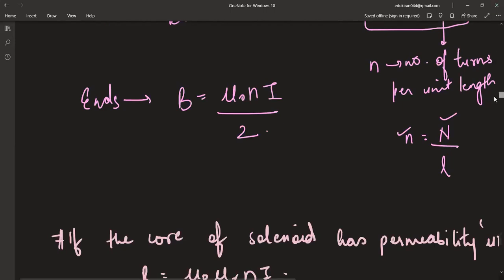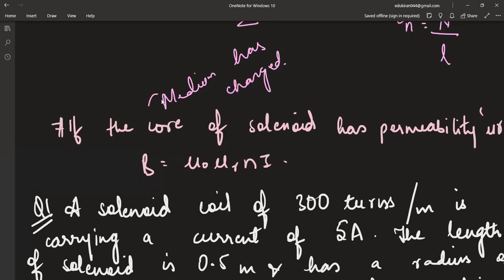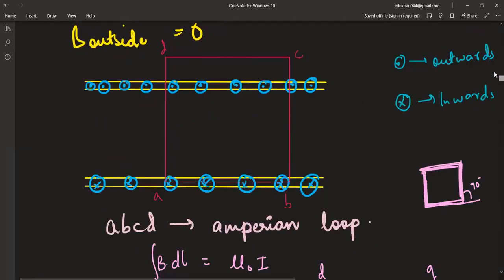Fine. Also, see, mu naught is coming. If the permeability of the core is mu r, that is the relative permeability, this means the medium has changed. So if the relative permeability is mu r, simply multiply: mu naught, mu r, n I. Let's see questions also. Quickly write down this derivation. Till here, you people have already written from the solenoid start.